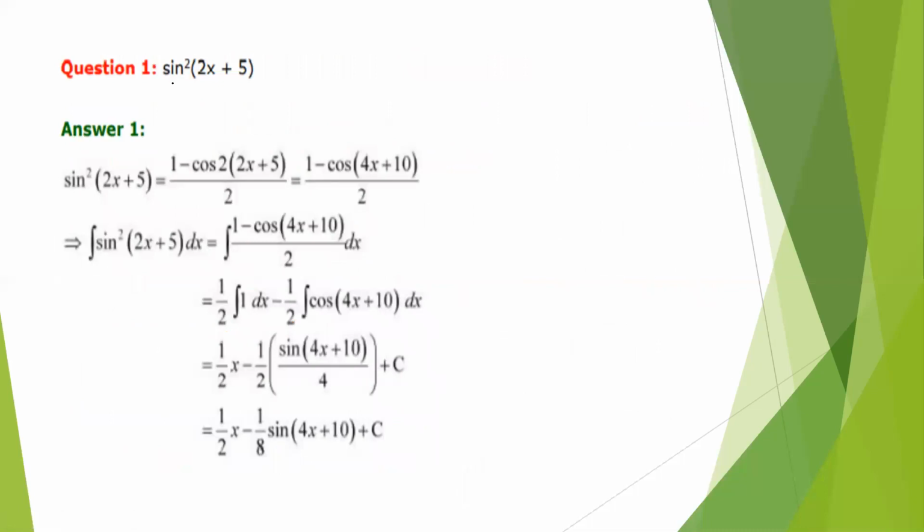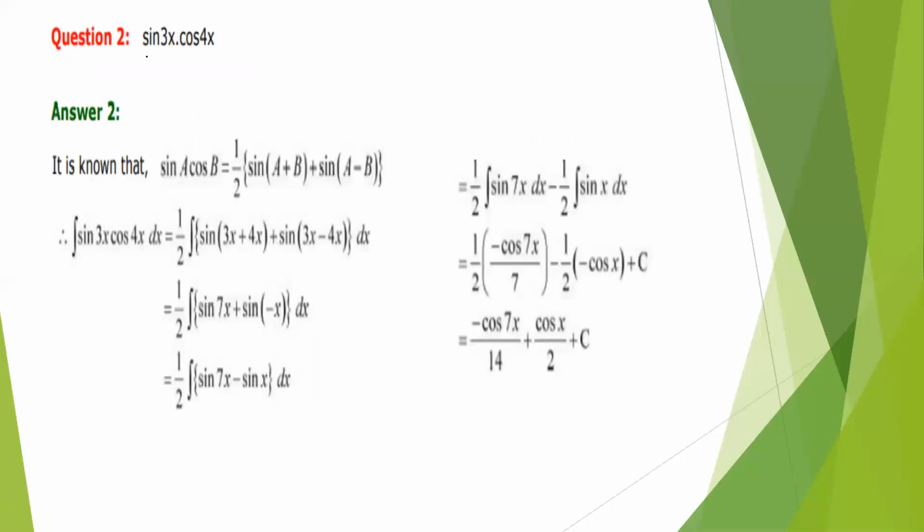See one example. Integral of sin²(2x plus 5). So we will use the formula of sin², that is (1 minus cos 2x) by 2. So in place of sin², we will write this. 2 is constant, integration of 1 is x, and integration of cos is sin(4x plus 10), and divide by the coefficient of x. Clear?